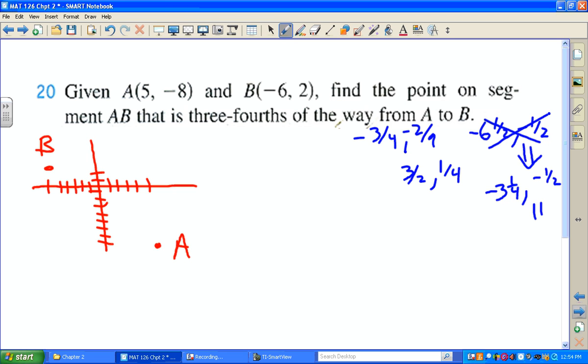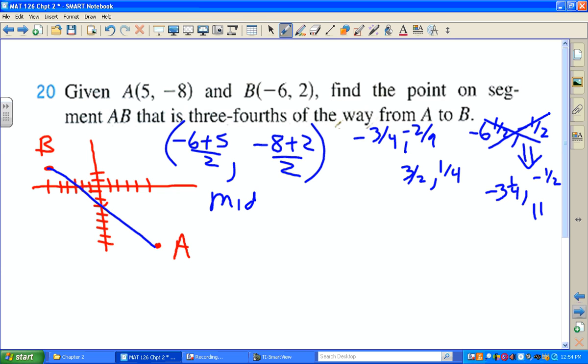Well, you gotta find halfway first. So halfway of A and B is -6 plus 5 divided by 2, and -8 plus 2 divided by 2. So the midpoint, isn't that negative 1/2 and negative 3? Negative 6 divided by 2, negative 3, right? Oh, that puts you right here. Now you got to find the midpoint again. The question is, are you going to use B as your other point or A as your other point? It says 3/4 of the way from A to B. So you wind up right here, don't you?